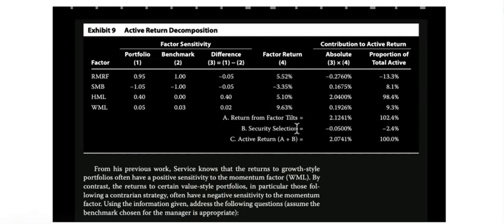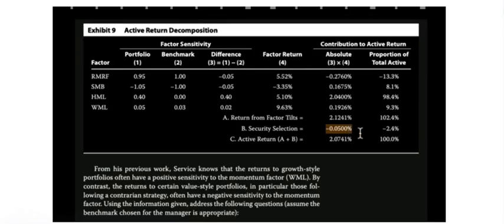But look at B, security selection. So we know what our active return is. We'll know that pretty much right away. And we've just calculated what our factor tilts are. The difference between the two must be security selection. This person claims to be a stock picker and says they're good because they beat their benchmark.